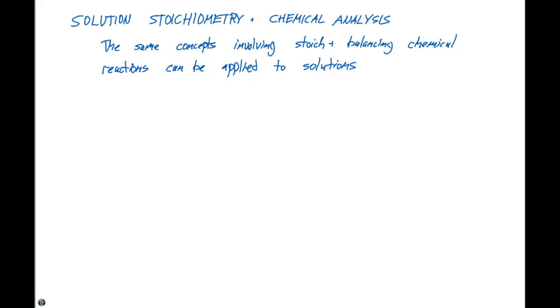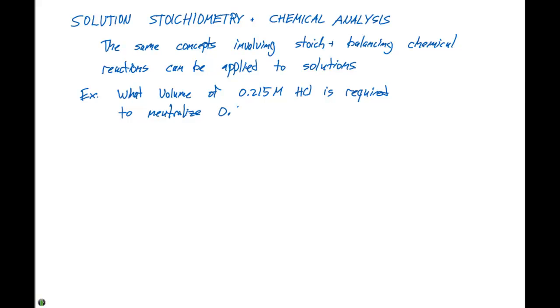So let's do an example of this, and we're going to ask what volume of 0.215 molar HCl is required to neutralize 0.685 grams of barium hydroxide. So this is going to bring up several topics that we've talked about before.